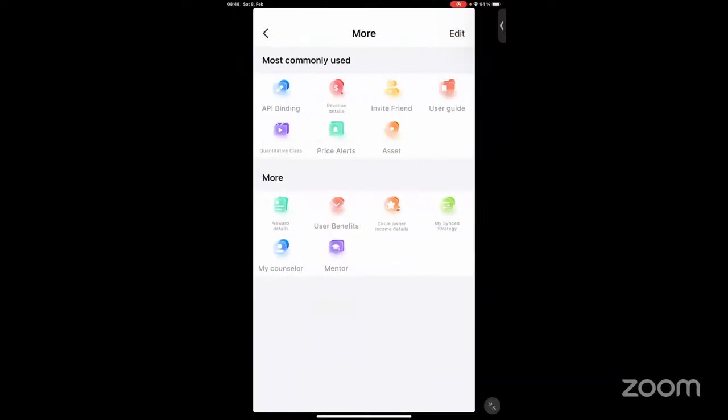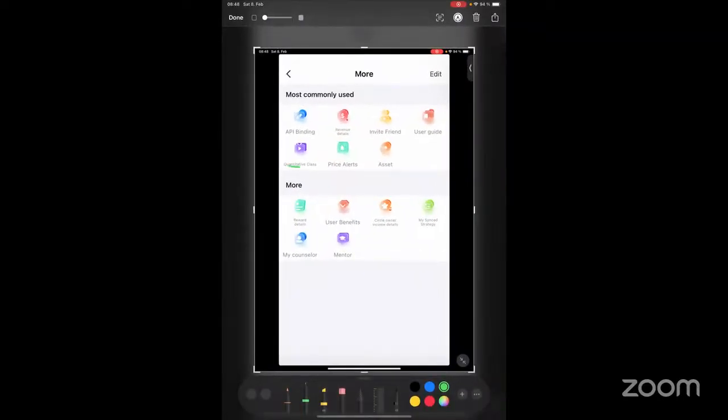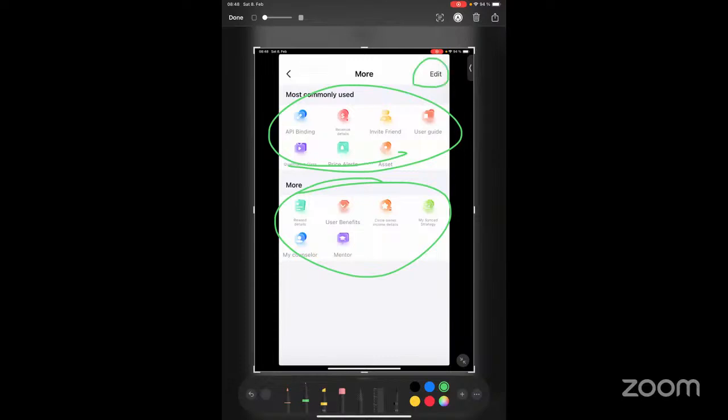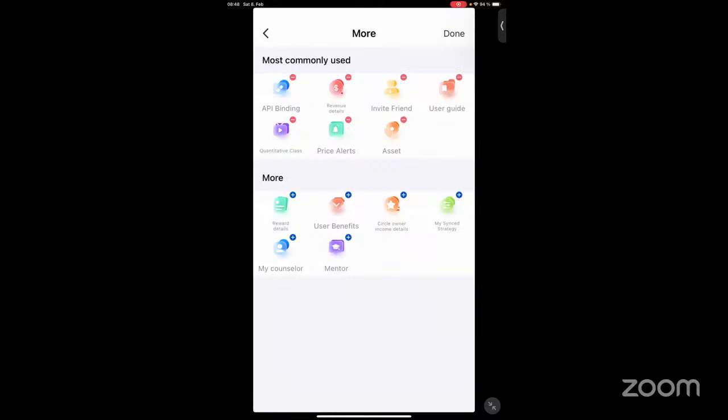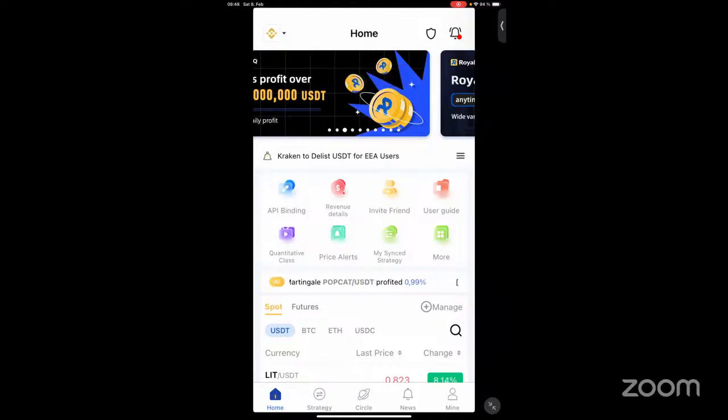Let's go to More. If you don't mostly use these features and you want to replace them with this, you simply tap on Edit. Once you tap on Edit, maybe I want to add user benefits, or I want to add my sync strategy. So I bring assets down, then I tap on Add. Then I tap on Done, then I confirm, and voila, the changes have been made. Simple as that.